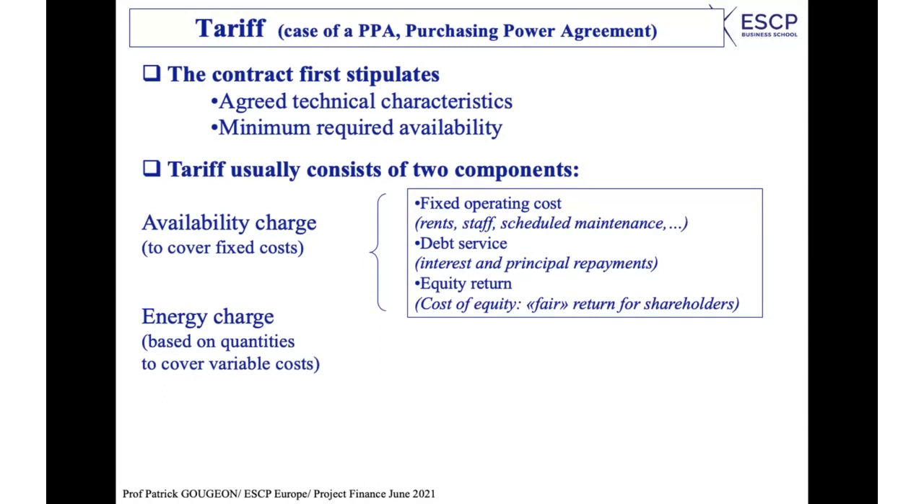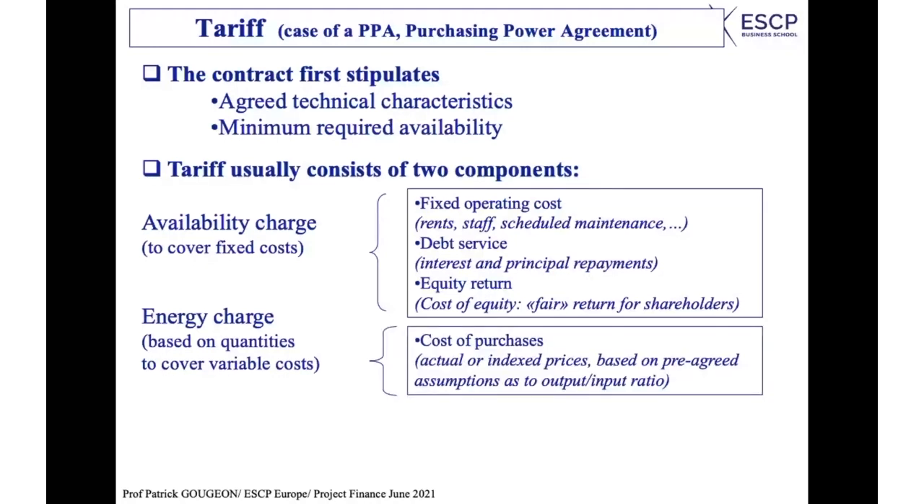Okay, and that's where it happens, you know, in the negotiation of fixed costs, where if you overcharge, you can generate a kind of surplus that can be shared after that between equity holders and some bureaucrats trying to benefit from the deal. Okay. Apart from the availability charge, you have the energy charge, which will be the cost of purchases. Typically, if you have a gas power plant, you have to pay for the gas you use to produce electricity. So how are you going to determine this cost? Well, that's where you have some pre-agreed assumption as to what we call, in this case, the output-input ratio.